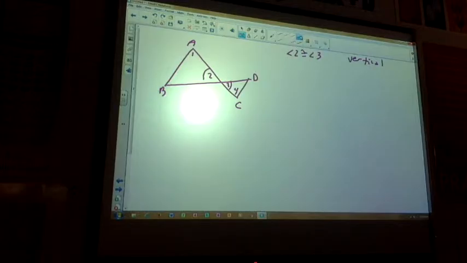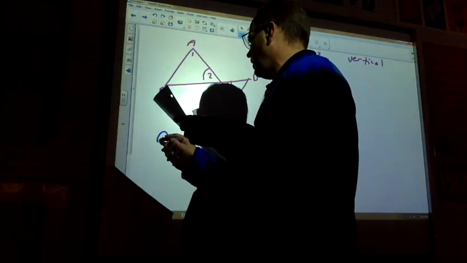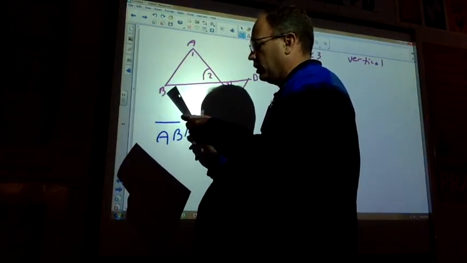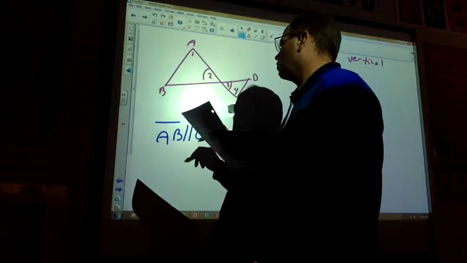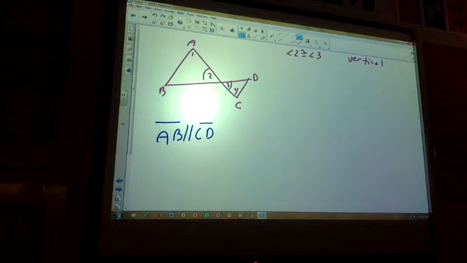Some of you might want to just look at the diagram first, going, what can I conclude off the diagram? The big gimme there is the vertical angles. So we are indeed going to try and prove that AB is parallel to CD. With us thinking that, where would we probably need to get to? Yeah, angle 1 is equal to angle 4. 1 is 4 because they're alternate interior angles, right? And we have to show that they're congruent.